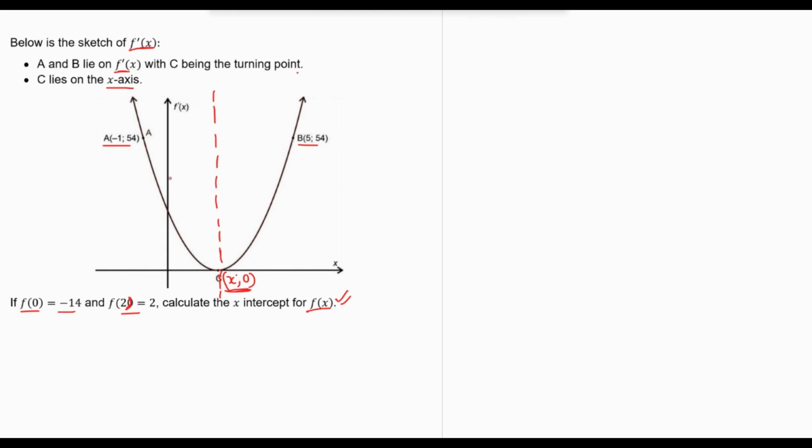And then after finding the equation of the derivative of f of x, we can find the equation of f. Right, since this is a derivative graph and is parabolic, it means the original graph is what? Is a cubic function. So we have f of x is equal to ax cubed plus bx squared plus cx plus d. That is the standard equation for a cubic function.